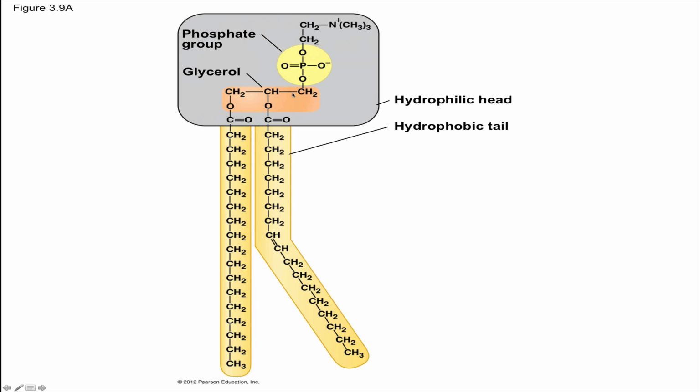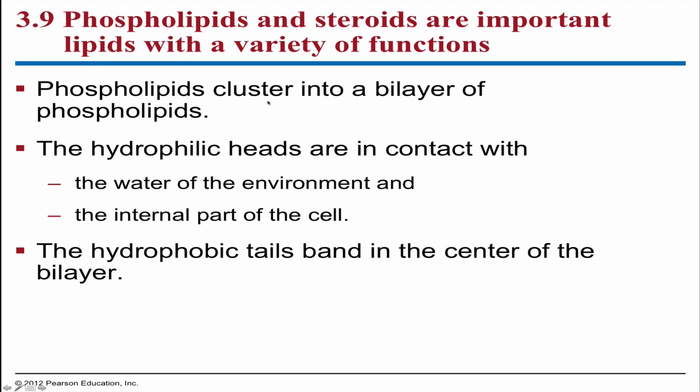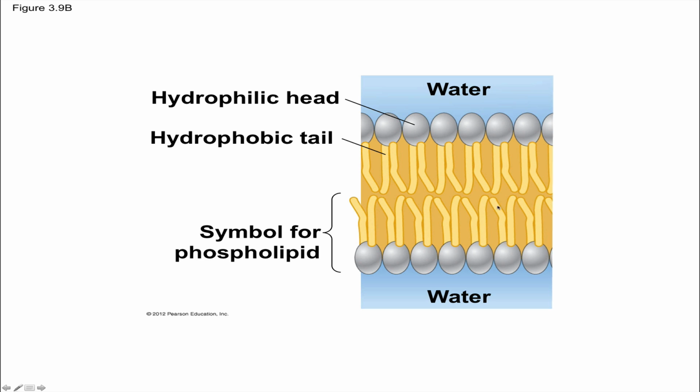So the glycerol group, again, you get a phosphate group that's attached here. Then you have the 2 hydrophobic tails, 2 fatty acids. The phospholipid clusters into the bilayer of the phospholipid. The hydrophilic heads are in contact with the water of the environment and the internal part of the cell. The hydrophobic tails are in the center of the bilayer, the bilayer that we find in the cell wall. This is the head right here. So this is the hydrophilic head on both ends, one end over here and the other end over here. And this is the hydrophobic tail of the phospholipid.